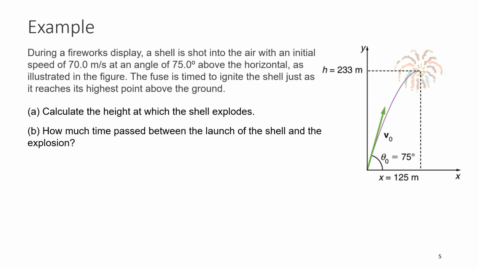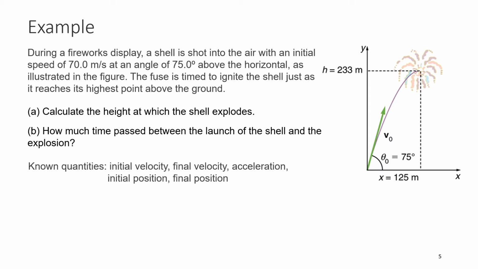In question B, it asks about the time between the launch of the shell and the explosion. Now, the known quantities are the initial velocity, final velocity, acceleration, initial position, and also the final position because we have solved for it in part A. We need to determine the time, and it is possible to use this equation.